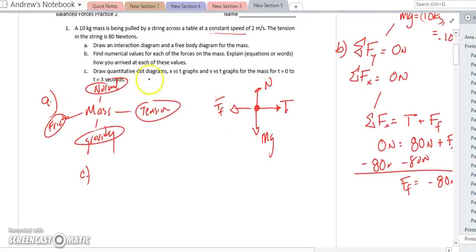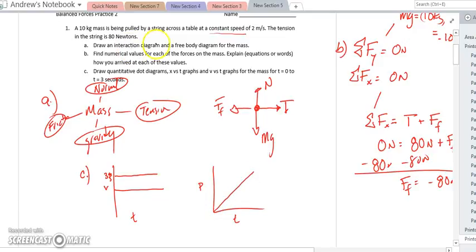For C, I'm not going to do this quantitatively, but if we sketch this out for a velocity versus time graph, v versus t would be a straight line, and you'd have 2 meters per second somewhere over here. And then for the position versus time graph, you would have something like this here. Now, it didn't say that it was moving from rest, so it could be anything. It could be this, but it's definitely got to be linear.